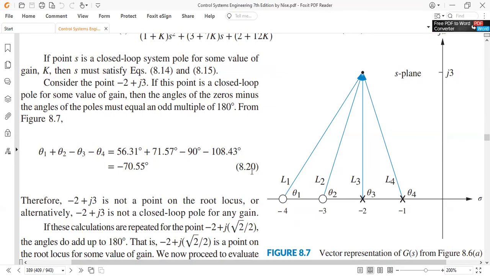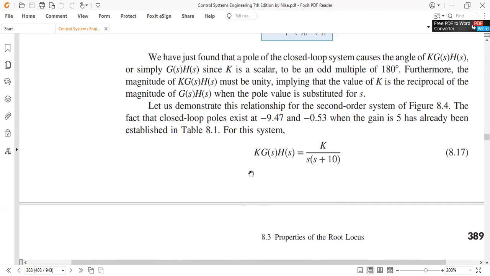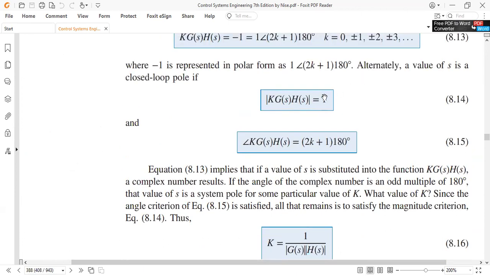Okay. So if the angle is equal to 180 degrees, we have the second condition, that is magnitude of k g of s h of s equal to 1. So we'll put the point in the transfer function. For example, the point is minus 2 plus 3j. We put that specific point in place of s, just like in s plus 2 divided by s plus 3. So s would be replaced by minus 2 plus 3j, and then we take the magnitude of that, put it equal to 1, and find the value of the unknown k.